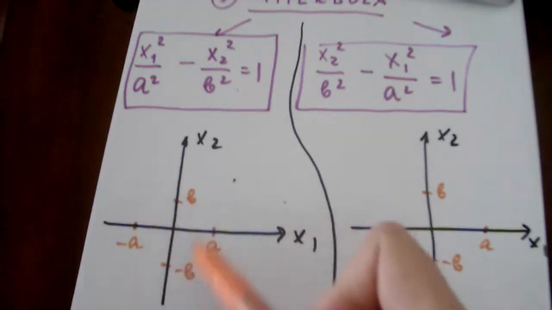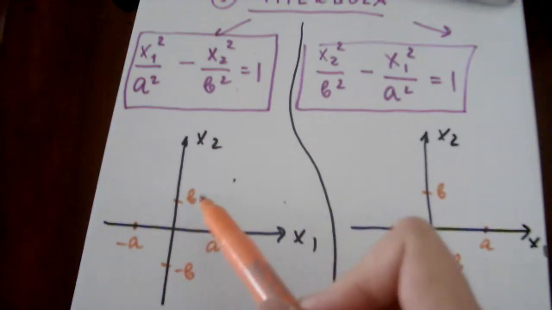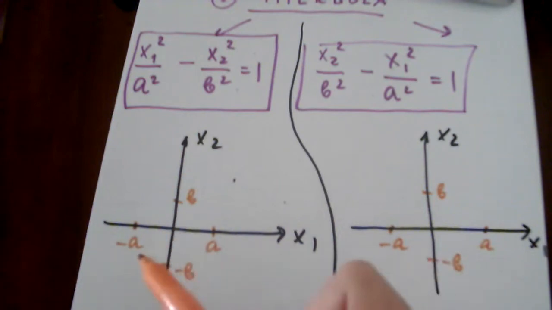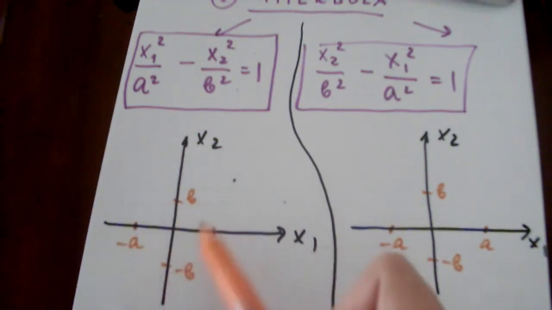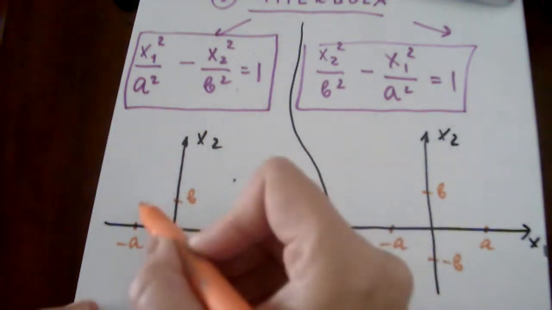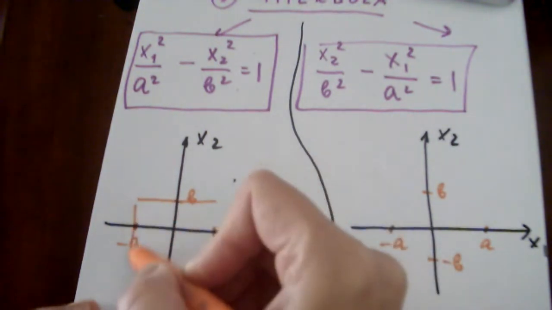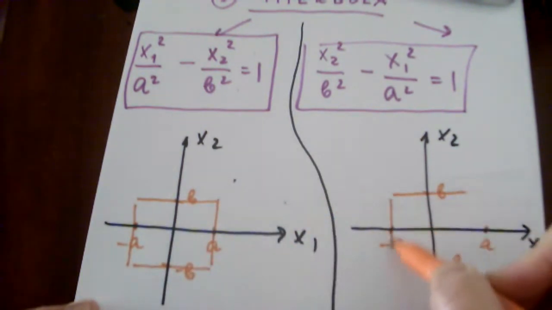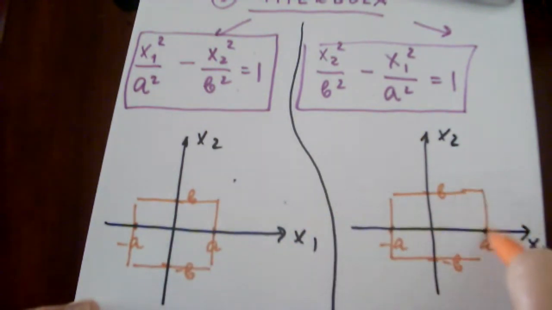Now, why do we need these a's and b's? In the case of the ellipse, we just connected them and it was the end of the drawing. But now things are much different. So we need these four points just to draw a rectangle this time, going through these points. A rectangle here, a rectangle here. Then what next? Why do we need these rectangles? The natural question arises.